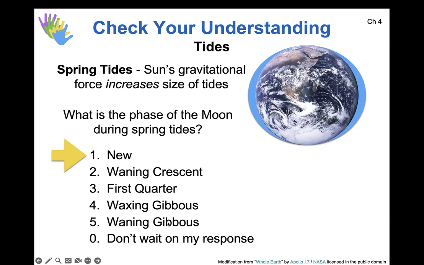Waxing or waning gibbous would be the next best, but not quite as good, because the alignment would not be as direct in that case.